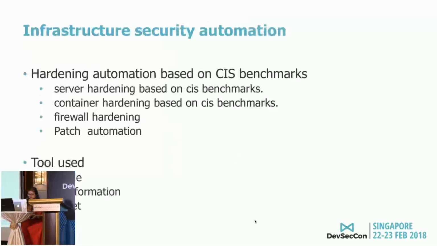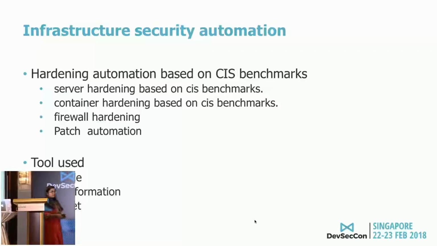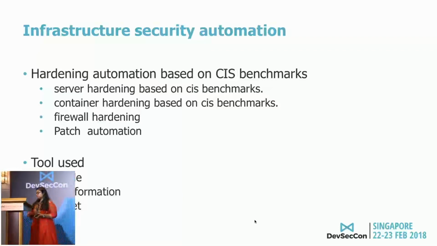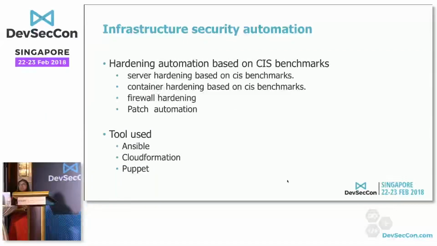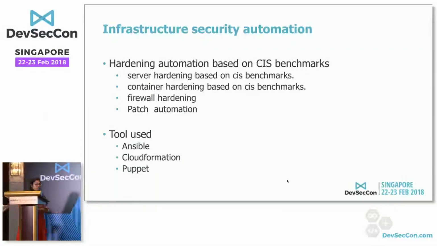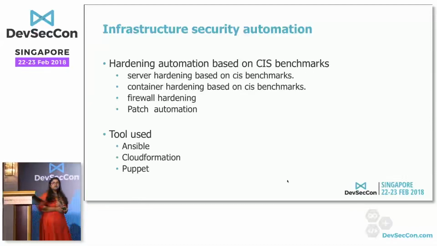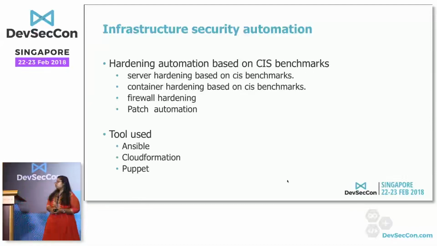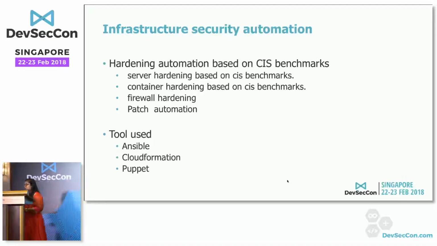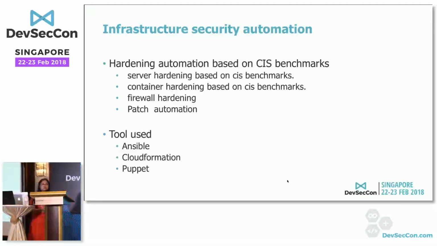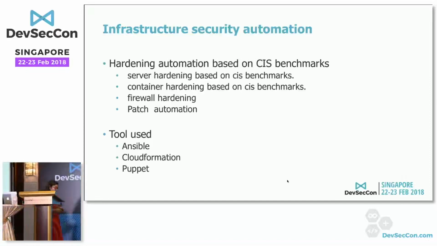Okay. Then it comes to infrastructure security automation. This was our second problem statement that we had to solve. As I said, there were 600 plus instances at the point of time when I joined the company, and I didn't know what services were running. I didn't have time to go through all the instances and find out the services running and the ports working.